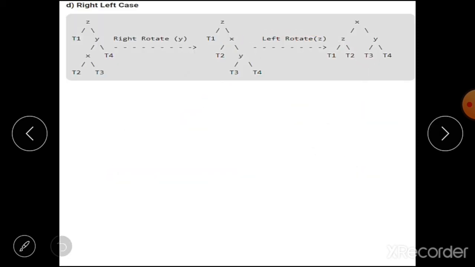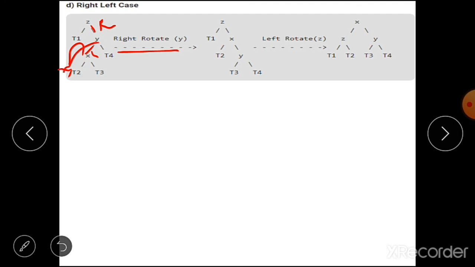The next case is right left case. In the right left case, here y is the right child of z and x is the left child of y. And first we perform a right rotation based on this y. There is right rotation based on this y.